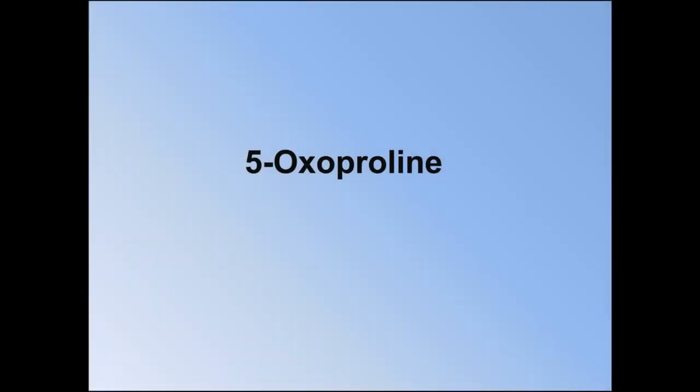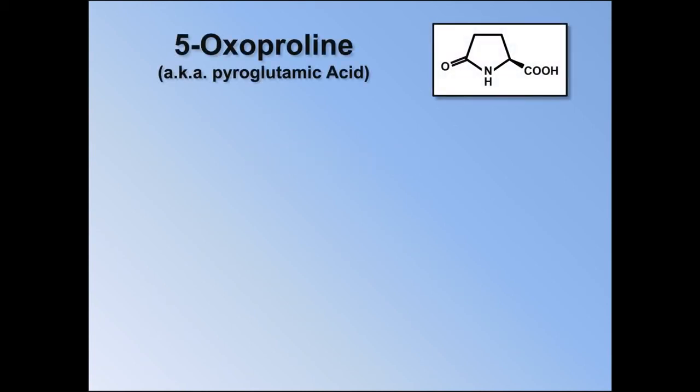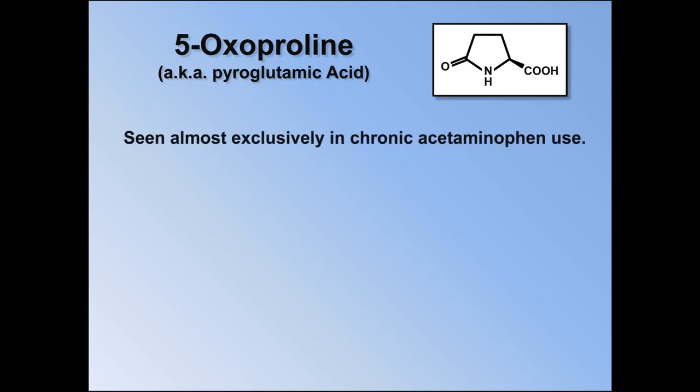Finally, the most recently discovered cause of an elevated anion gap metabolic acidosis is a naturally occurring metabolic intermediary called 5-oxoproline. 5-oxoproline, also known as pyroglutamic acid, is part of an interesting metabolic derangement seen almost exclusively in chronic acetaminophen use, related to the decreased levels of glutathione following administration of that medication.